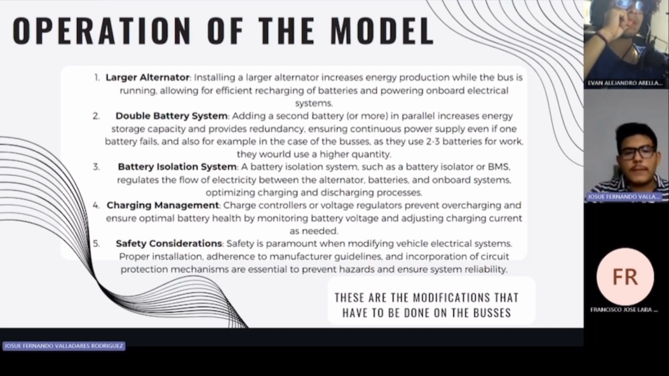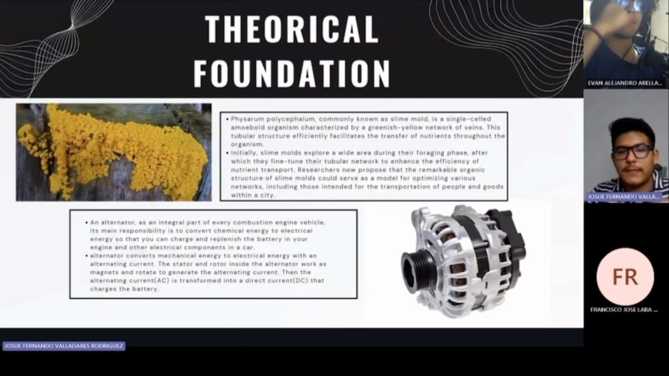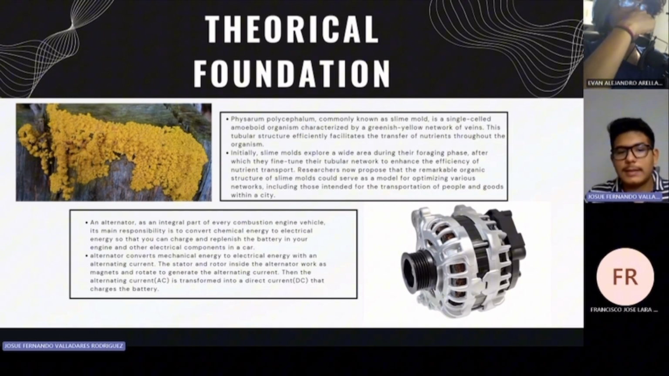Here's the theoretical foundation. As I said, we'll use the Physarum polycephalum, which is known by a lot of other names, like slime mold or also blob mold. I don't remember the other name, but it was something really funny.